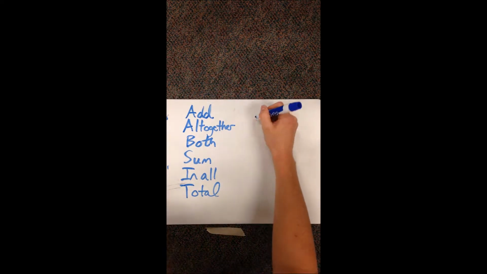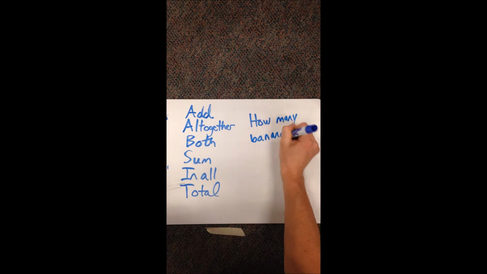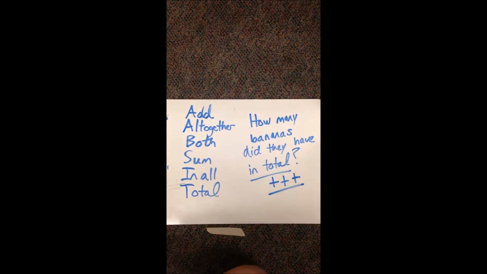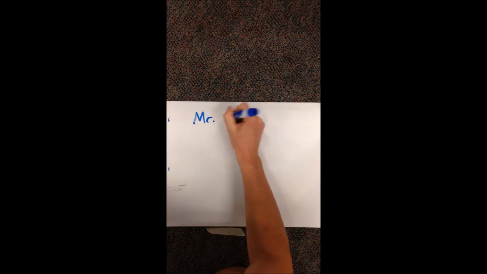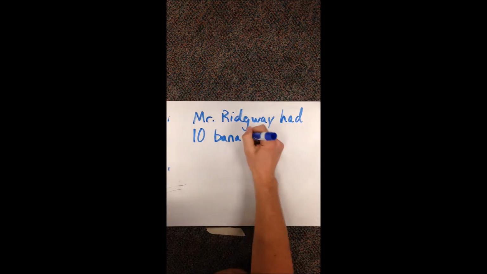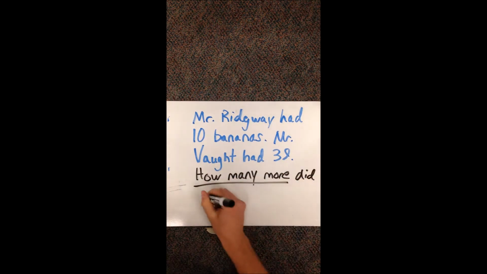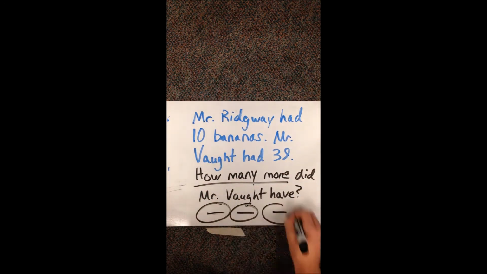So for example, you have two apples and bananas. How many do you have together? But what if our sentences say something like this? Mr. Ridgway had 10 bananas. Mr. Vaught had 39. How many more did Mr. Vaught have? The phrase, how many more, gives us that hint that we will need to do another operation.